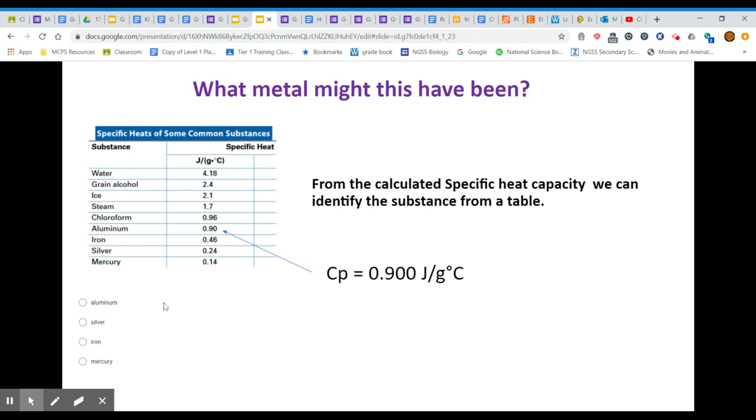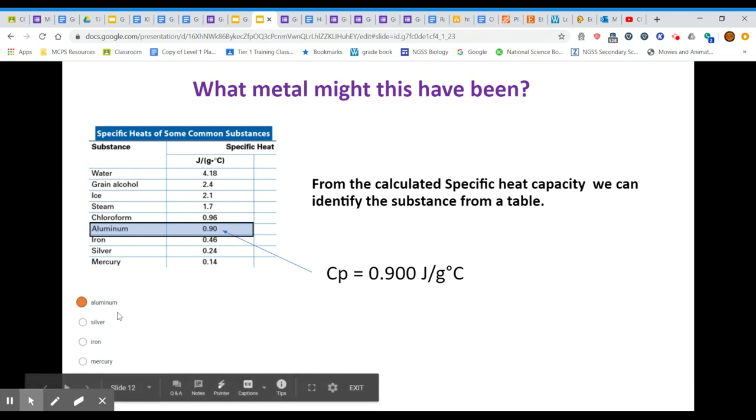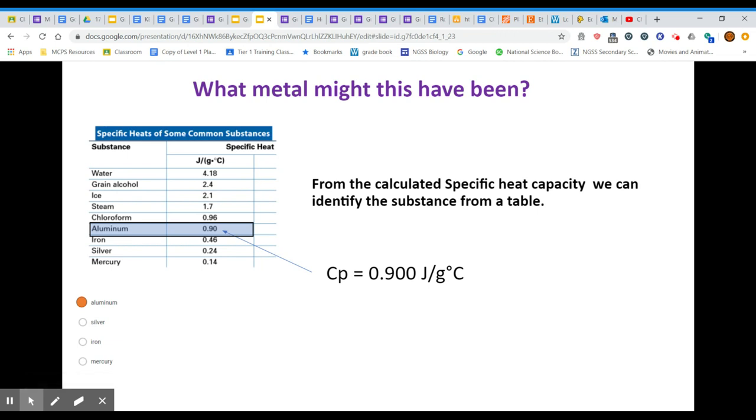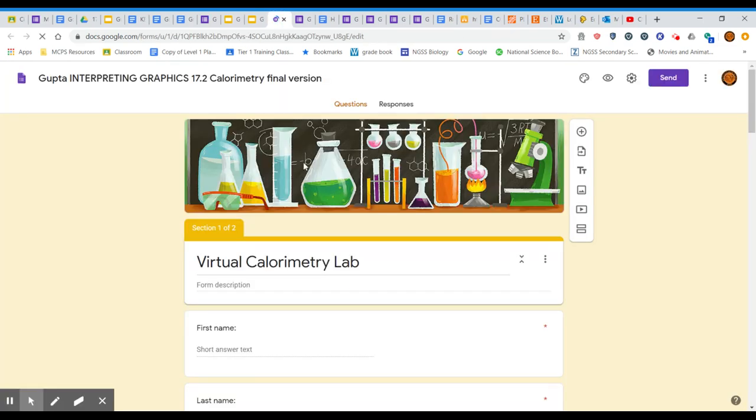If we have a multiple choice question and we have to figure out which metal was used, we can go ahead and circle aluminum. So please remember the specific heat is specific to the substance. No two substances can have exactly the same specific heat values. I'm thinking that this presentation will help you to go and do your virtual lab. Please go over your slides and look at the virtual lab, that is in the form of a Google form, and submit that for points.